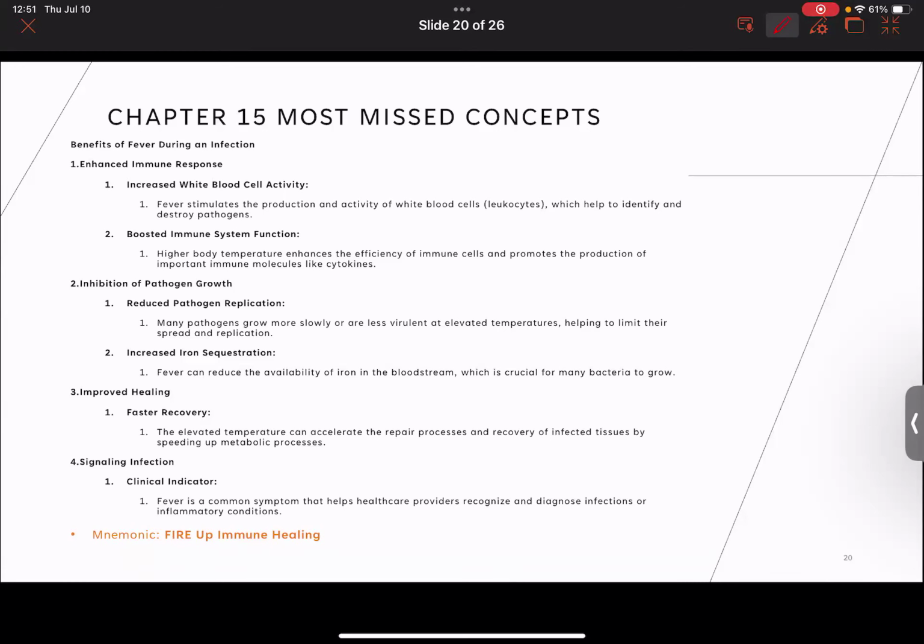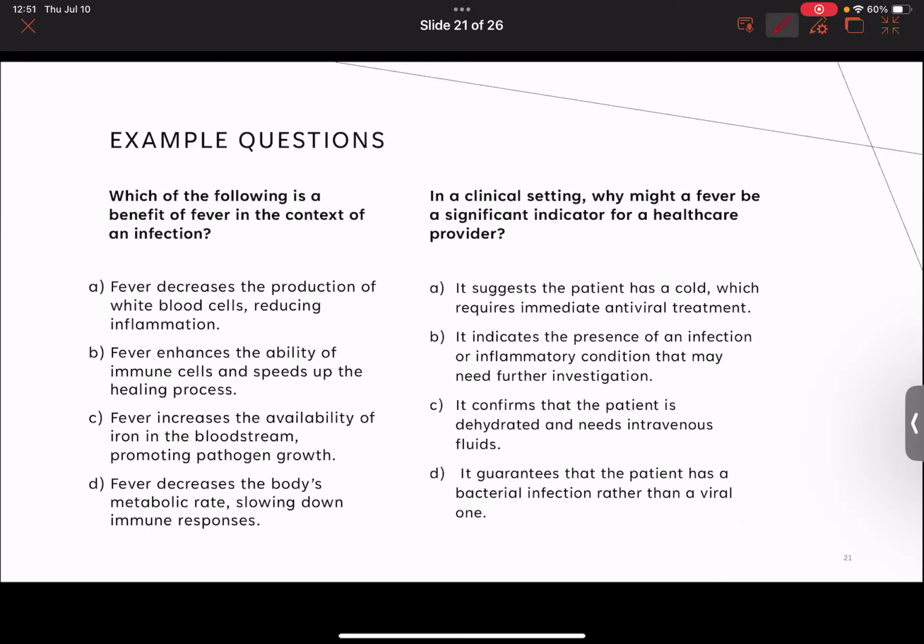All right, so chapter 15, I think I have 3 questions for this and then we'll be done. The first one is the purpose of fever. Okay, so locking that stuff. We have enhanced immune response and activity, inhibiting pathogen growth, improving healing, faster recovery, and signaling that there is infection. So we will make little notes of that.